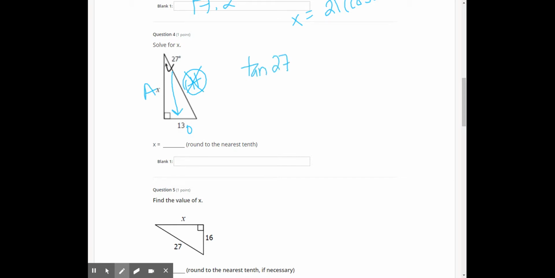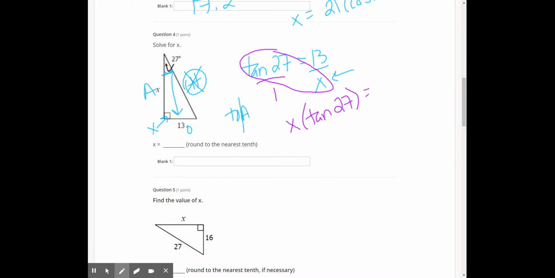Tangent of 27. Remember, it's never, ever the 90-degree angle. It's always the reference angle that you start from. So tangent of 27, that's TOA. So I'm going to make it O over A, so 13 over X. Remember, your X is in the denominator, so when you make your proportion and you solve it, you're going to have X times that decimal that's tangent 27 equals 13, because that's the other part of that cross multiplication.